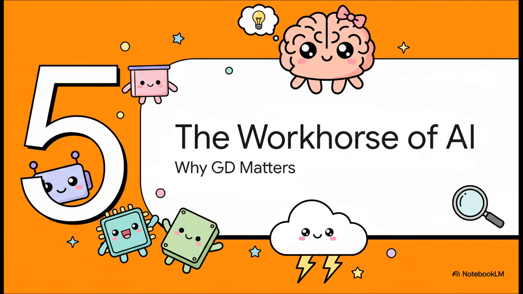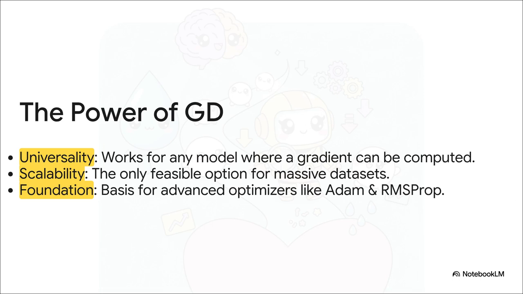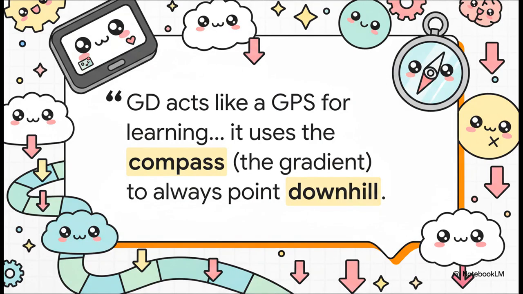So let's just take a step back for a second. We've seen how it works, but let's talk about why this one single concept is so ridiculously important to the entire field of AI. It really comes down to three things. First, it's universal. You can use it to optimize pretty much any model you can imagine, as long as you can calculate its gradients. Second, scalability. When you're dealing with the massive data sets of today, with billions of data points, gradient descent is really the only game in town. And third, it's the foundation. All of the more advanced, cutting-edge optimizers you hear about, like Adam or RMSProp, they're all just clever variations on this core idea.